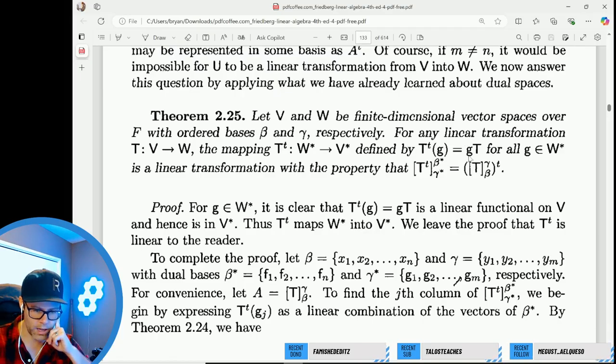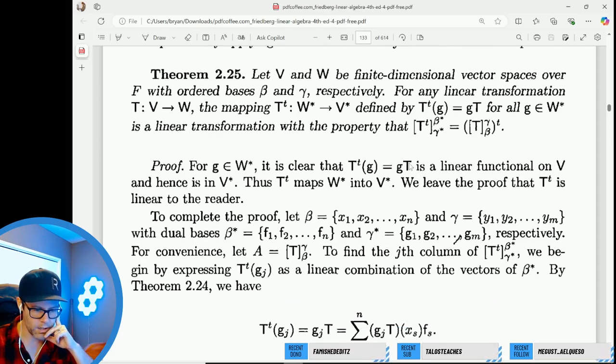Okay, so that composition I think makes sense to me, and they're saying that that's a linear transformation with a specific property. For any linear functional, it's clear that g composed with T is a linear functional on V. Yes, because we're starting with vectors in V and ending up with something in F. So it's in V star, yes. Thus T transpose maps W star into V star. We leave the proof that T transpose is linear to the reader.